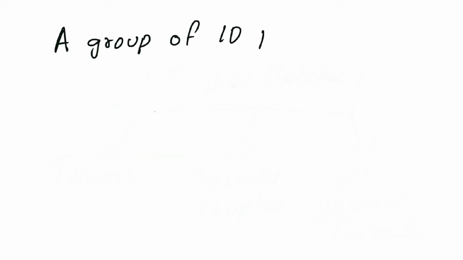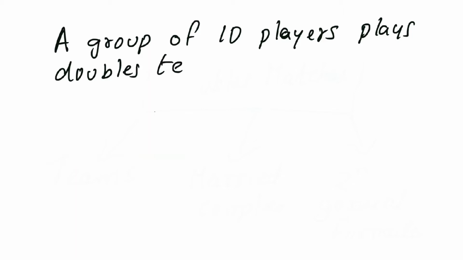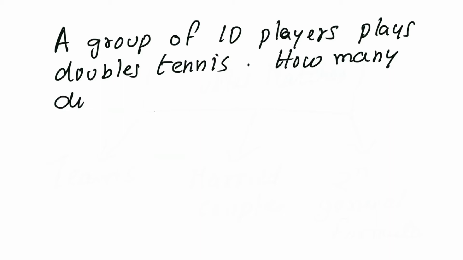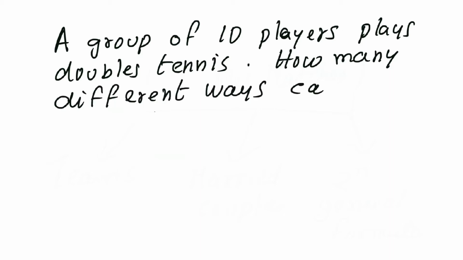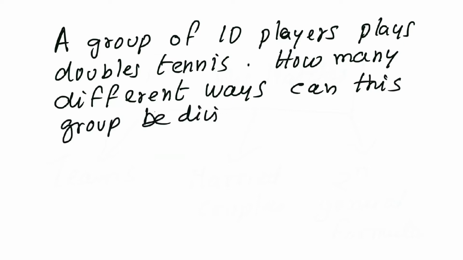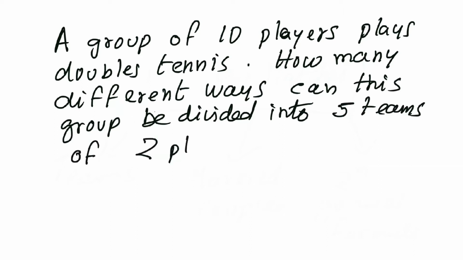Suppose there are a group of 10 players. Basically that means there will be 5 teams of 2 players each. And how many ways can these teams be got? That's what we are looking at in the first case. So how many different ways can this group of 10 players be divided into 5 teams of 2 players each?